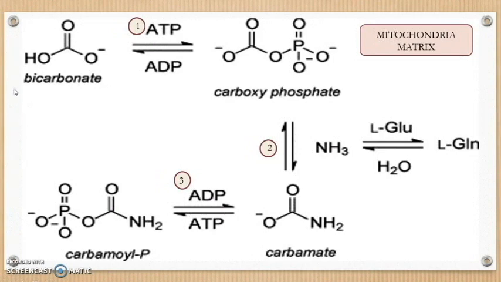Carbon dioxide in our body exists in the form of bicarbonate. Bicarbonate is phosphorylated to become carboxyphosphate, and it requires 1 ATP. Carboxyphosphate will later react with ammonia, which is provided primarily by the oxidative deamination of glutamate by mitochondrial glutamate dehydrogenase, and then it will produce carbamate. Carbamate is phosphorylated to give carbamoyl phosphate, which requires 1 ATP. The molecule that has formed has a high transfer potential and is known as carbamoyl phosphate.